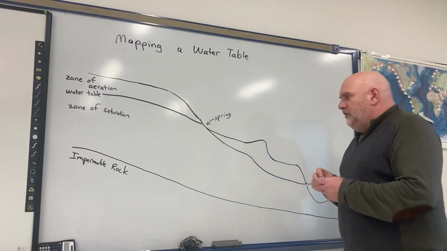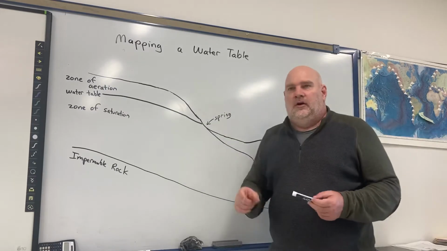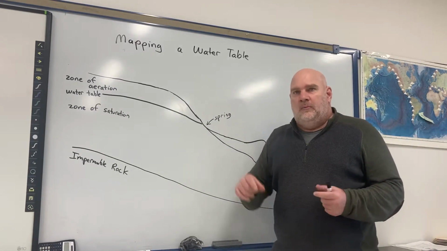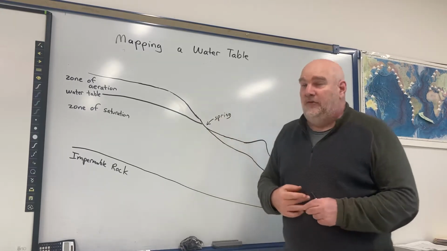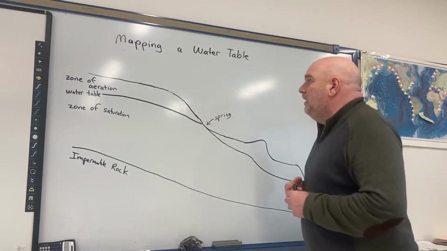All right? And you can make man-made springs if you drill in just the right area where there's a certain amount of water pressure, the water will come up. Those are called artesian wells, but basically it's a man-made spring.